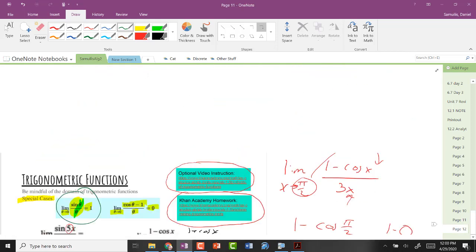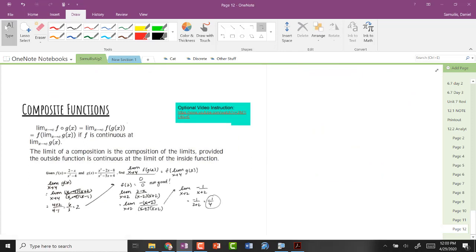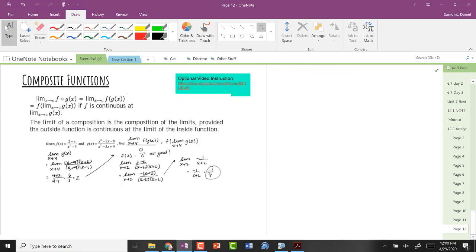All right, and last page. Okay, composite functions. I left this one on here because I actually just got tired of typing and I didn't want to type anymore. So you have an extra optional video for instruction on this one, but basically this composite of limits, it's just like how composites work. You're going to find the limit of the first function, and then that becomes the new limit of your second function. So that's what this composite is.